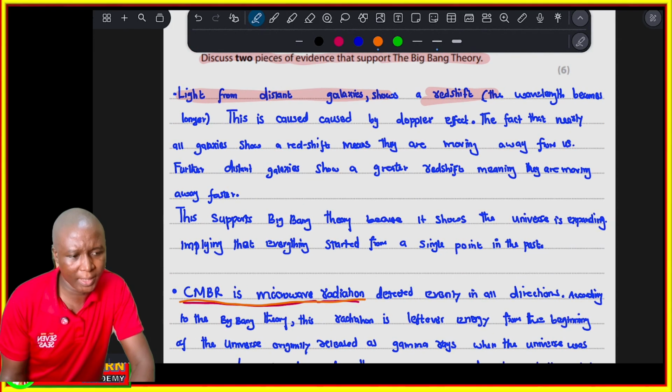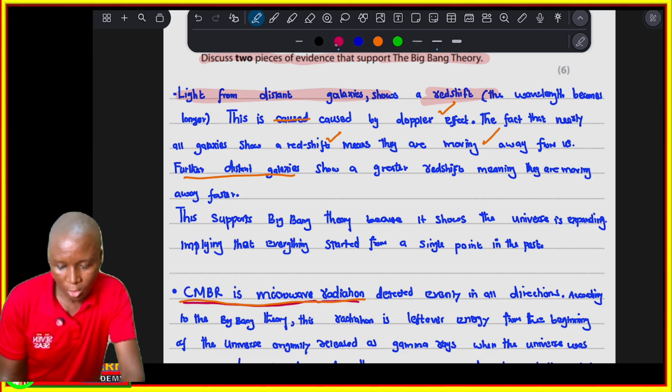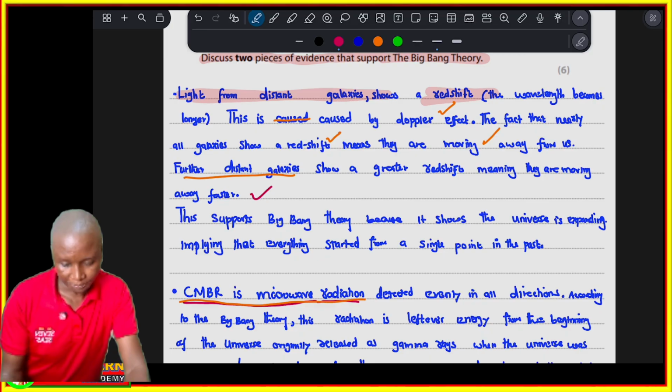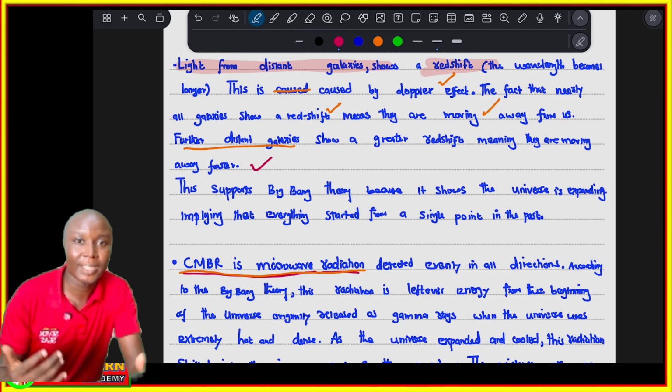So in your answer, you must say the following: that light from distant galaxies shows redshift. This is caused by the Doppler effect. The fact that nearly all galaxies show a redshift means they are moving away from us. Further distant galaxies display a larger redshift, which means they are moving away faster. This supports Big Bang theory because it shows the universe is expanding.